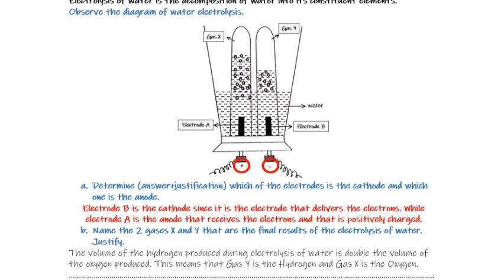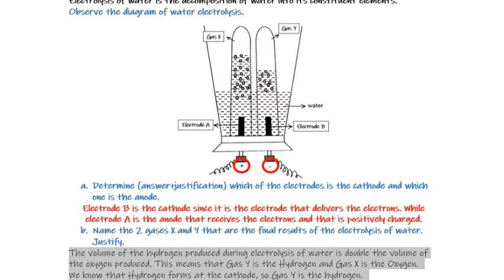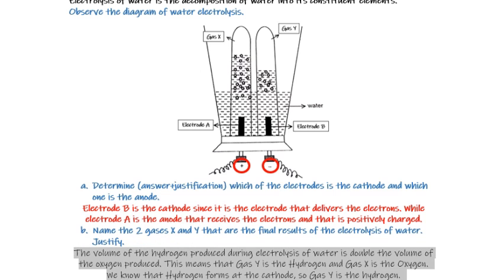Okay, let me add the side way also. We know that hydrogen forms at the cathode, so gas Y is the hydrogen and gas X is the oxygen. Okay, and tada, we finished. Well done.